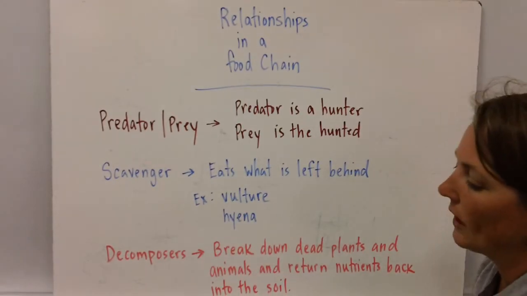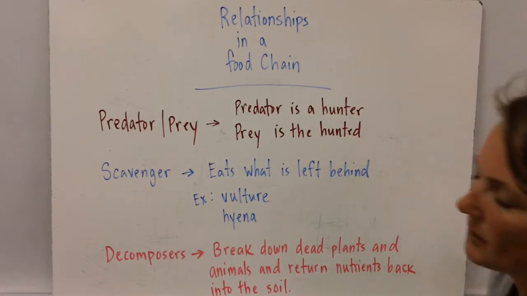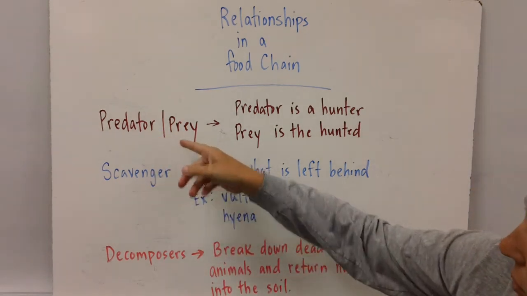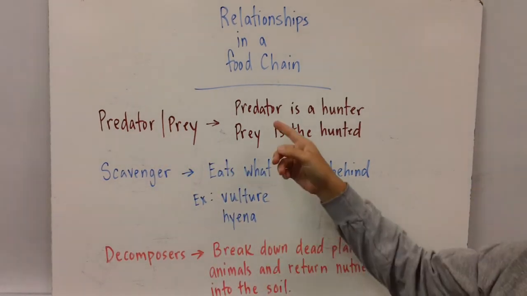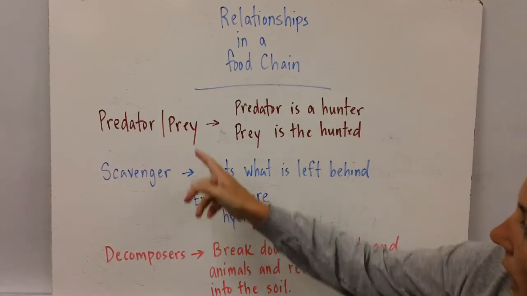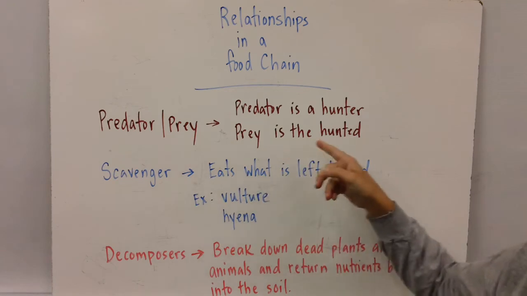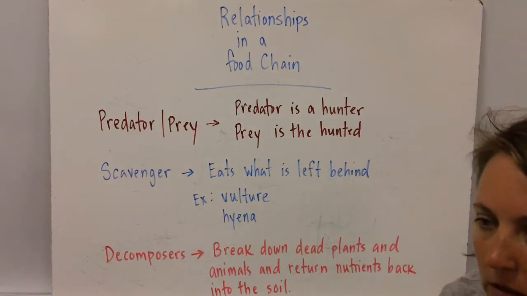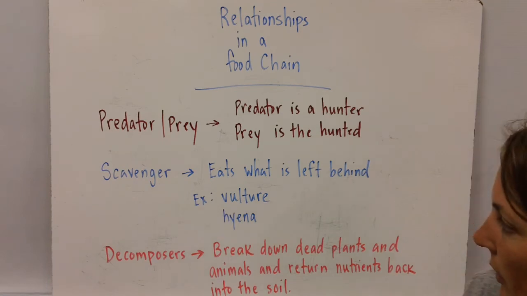So in a food chain, there are certain relationships that have to take place in order to keep the food chain alive. One of them is the predator-prey relationship. The predator is the hunter. It's seeking out that food, and it is going to be a carnivore. Or you are the prey, which is what is getting hunted. All right. You could have a gazelle and a cheetah. That would be a predator-prey relationship.